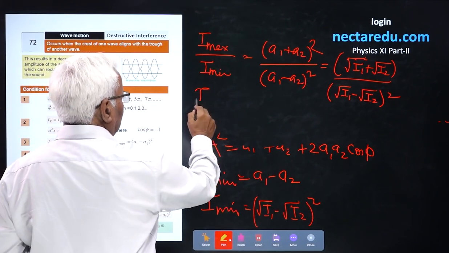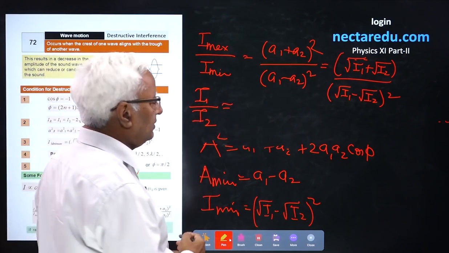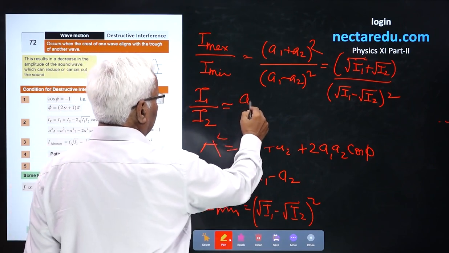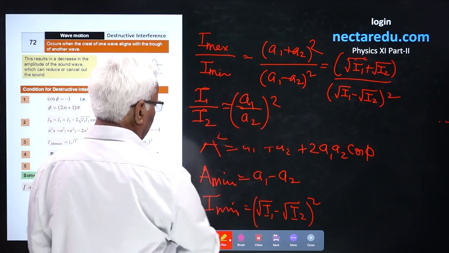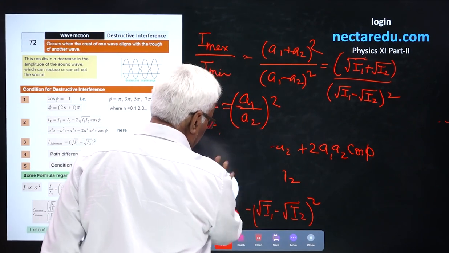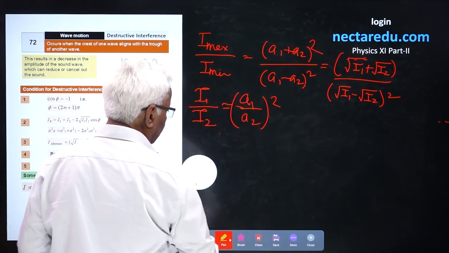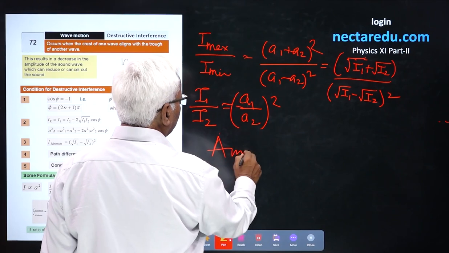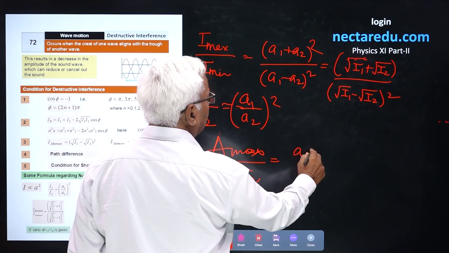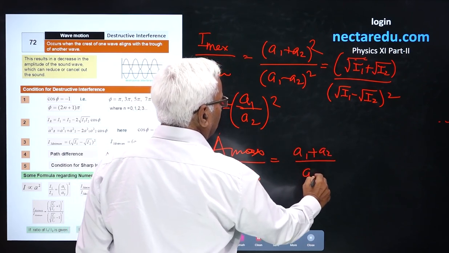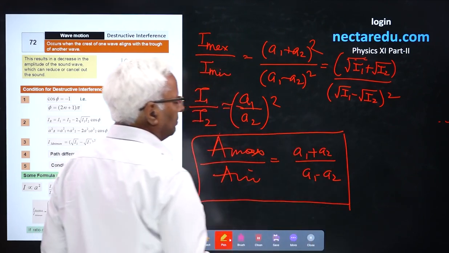If you want to find the ratio of the two intensities of component waves that are interfering, it is going to be a1 upon a2 whole square. Sometimes in numericals you come across the situation when you are supposed to find the ratio of maximum and minimum amplitude, then a maximum upon a minimum is going to be a1 plus a2 upon a1 minus a2. So, it depends on what is the value given to you.